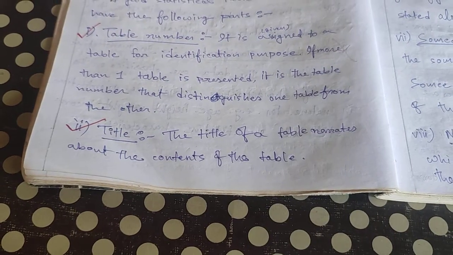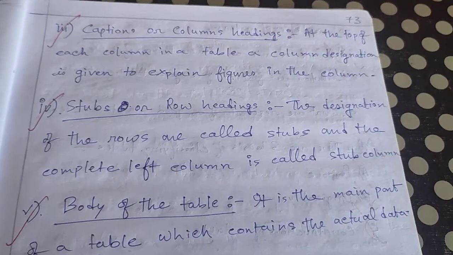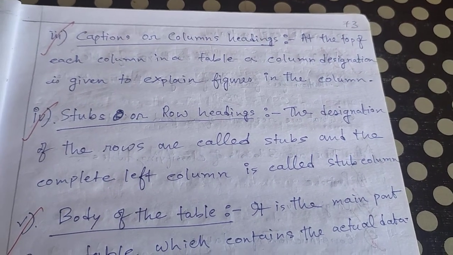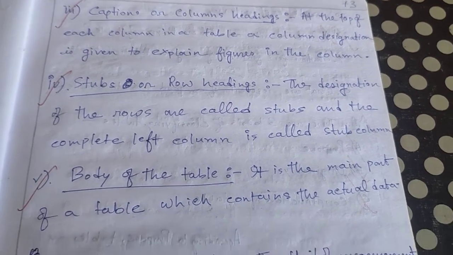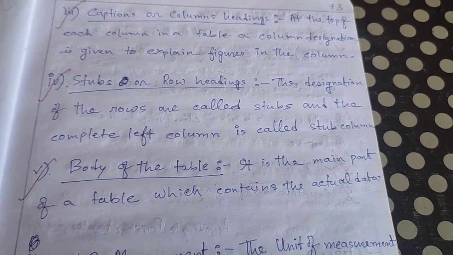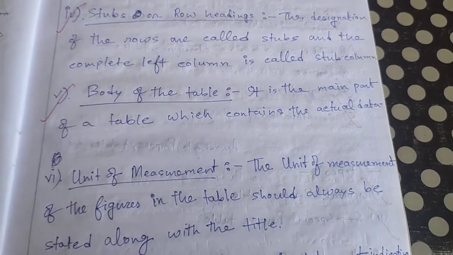Number 2, title. The title of a table narrates about the contents of the table. Number 3 is captions or column headings. At the top of each column in a table, a column designation is given to explain figures in the column. Number 4, দেখো, stubs or row headings. The designations of the rows are called stubs and the complete left column is called stub column.